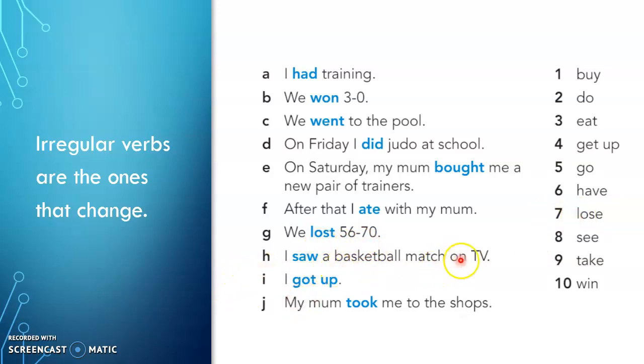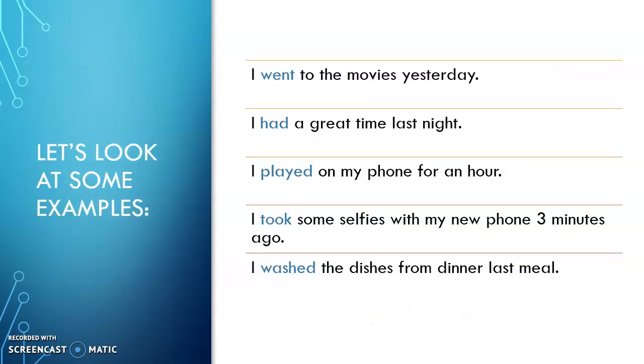I saw a basketball match on TV. The present tense of saw is see. I got up. The present tense of got up is get up. My mom took me to the shops. The present tense of took is take. So if you remember, had, won, went, did, bought, ate, lost, saw, got up, and took, they are all irregular verbs.